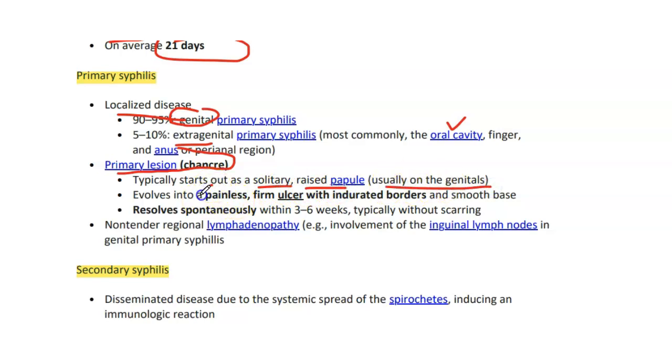These evolve into a painless firm ulcer with an indurated border and smooth base, and they resolve spontaneously within 3 to 6 weeks without scarring. Then we have non-tender regional lymphadenopathy in primary syphilis, and involvement of the inguinal lymph nodes occurs in genital primary syphilis. So we will have painless ulcers, chancres, and non-tender regional lymphadenopathy.